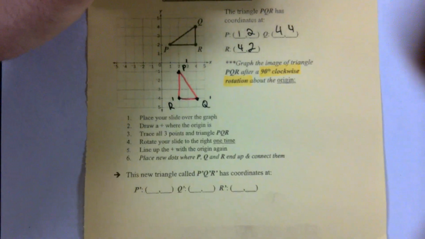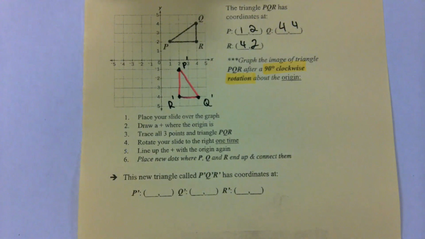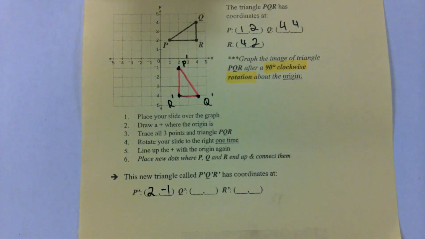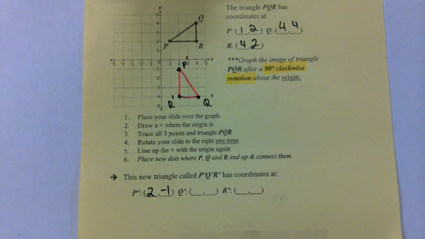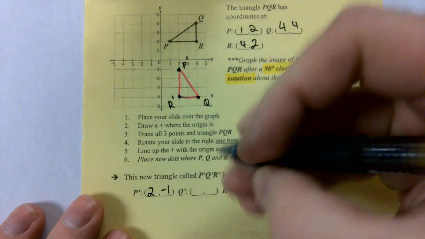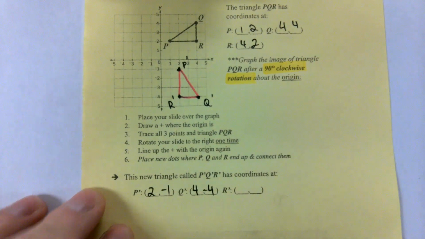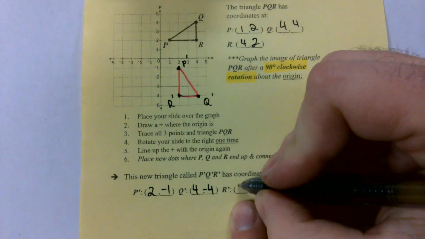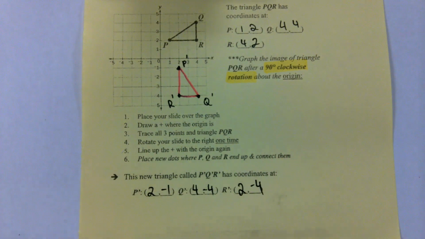New coordinates for P, Q, and R. Can someone help me out for a rich ticket? Where's P prime's coordinates at? Alexa? 2, -1. Thank you very much. Olamipo, did you have Q primes? 4, -4. 4, -4 for Q prime. Exactly right. 4, -4. And then Andy, you got R prime? 2, -4. Thank you.